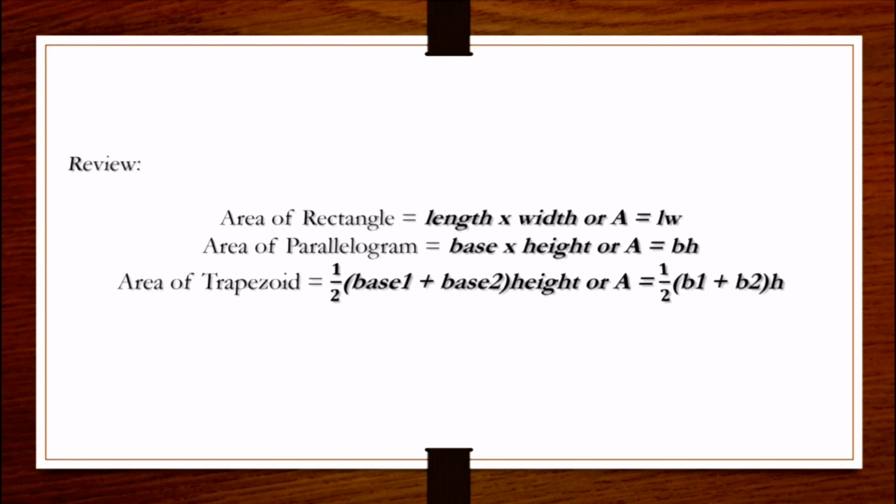We have here the formulas in finding the area of rectangle, parallelogram, and trapezoid. Now, for area of rectangle, it is equal to length times width. Area of parallelogram, it is equal to base times height. Area of trapezoid is equal to 1/2 times base 1 plus base 2 times height.